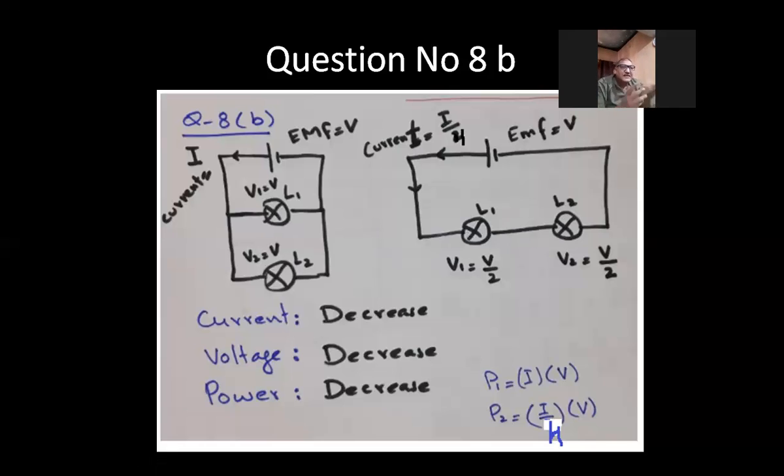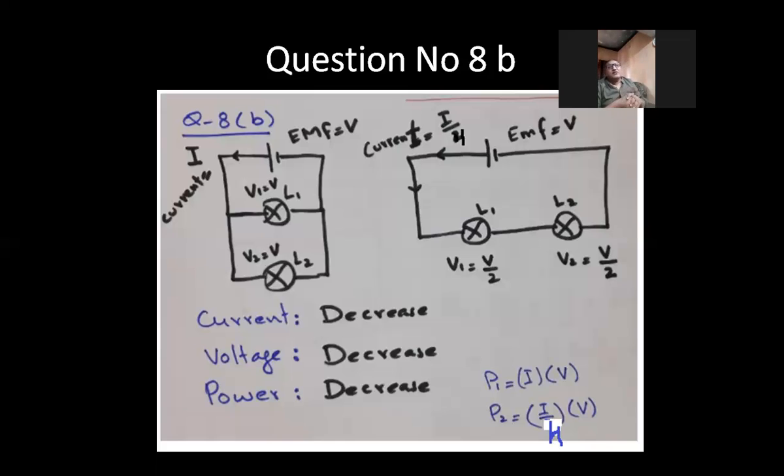So the resistance of L1 is still the same, so the voltage drop here will also be less. And R2, the resistance is still the same, but the current flowing through it has dropped. So it will have less voltage drop. So the voltage drop will decrease. The current will decrease. The voltage drop will decrease on individual filaments.